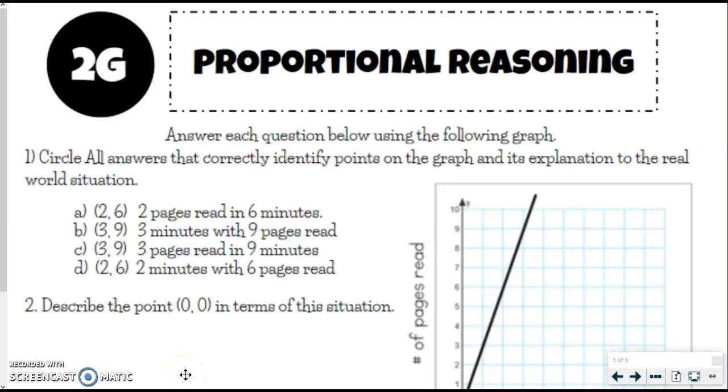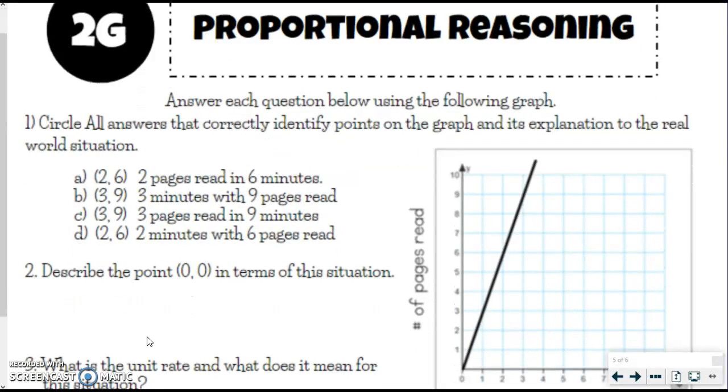All right, you're almost to the level 2 formative. One more last section here, okay? Let's get it done. So let's take everything we've learned, put it in here. We're going to answer each question below using the following graph, okay? So we got this graph here.